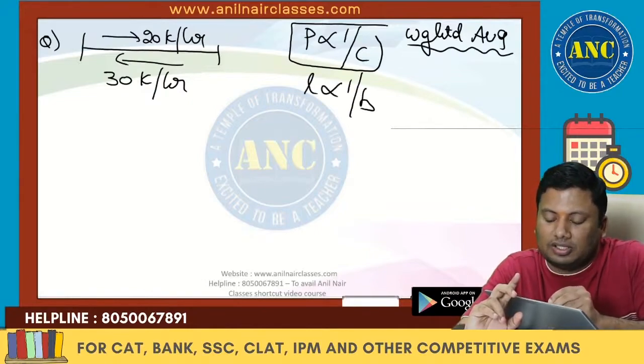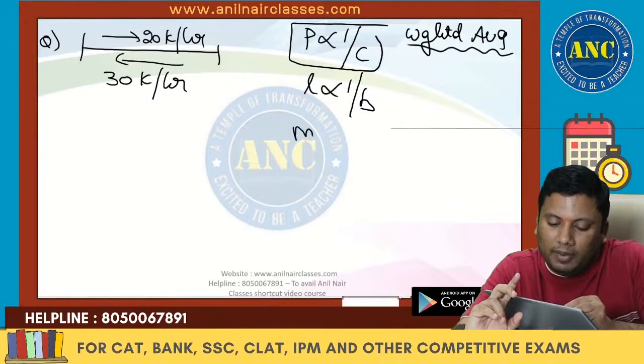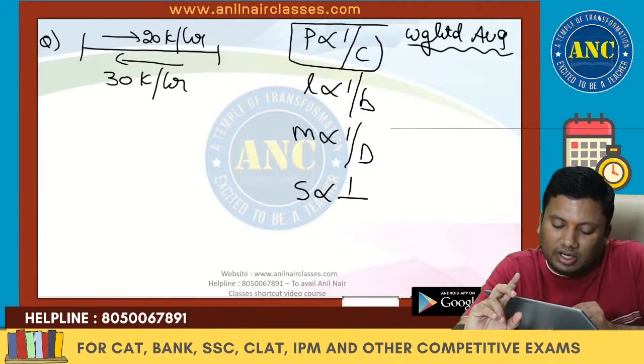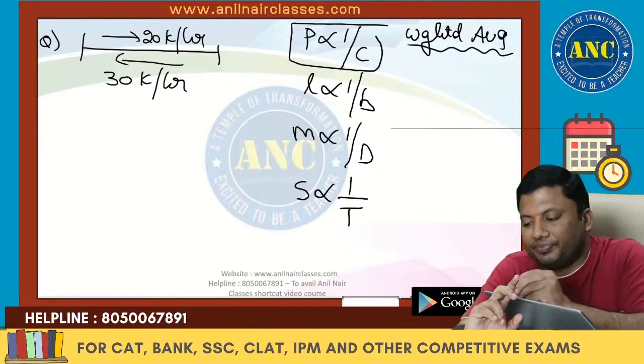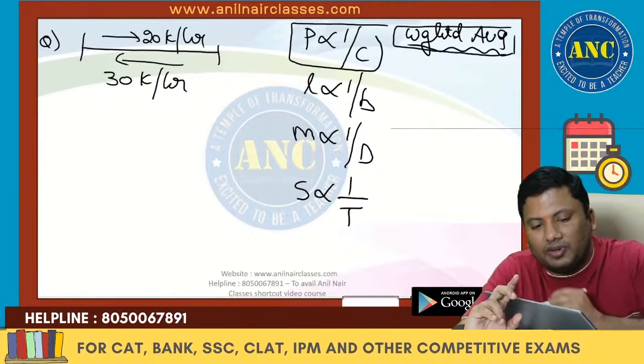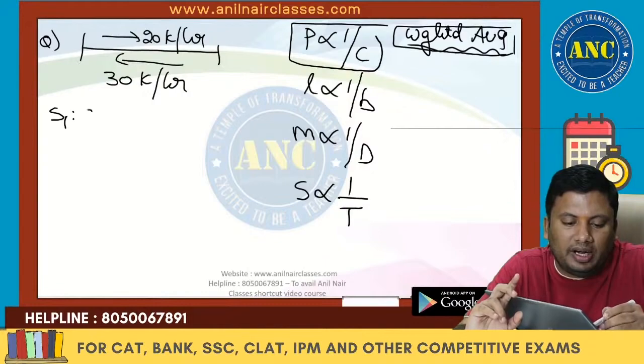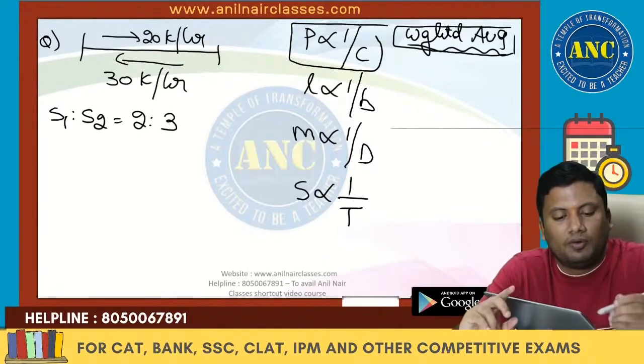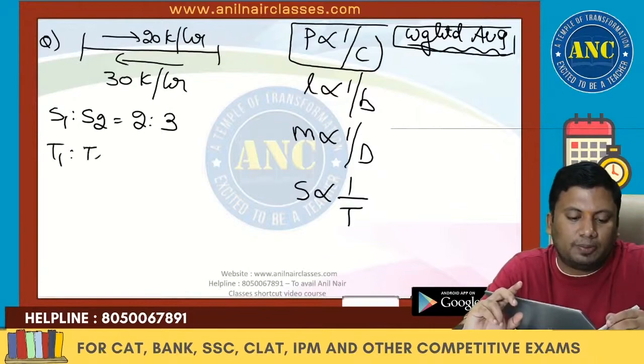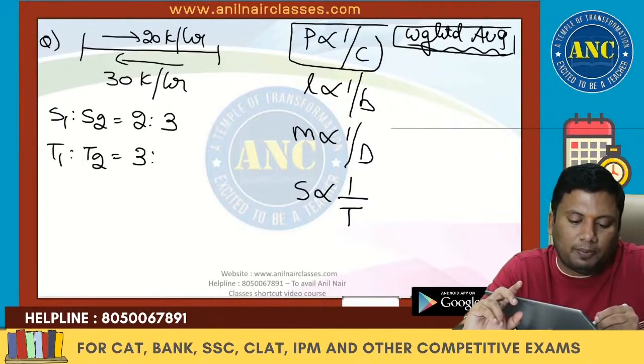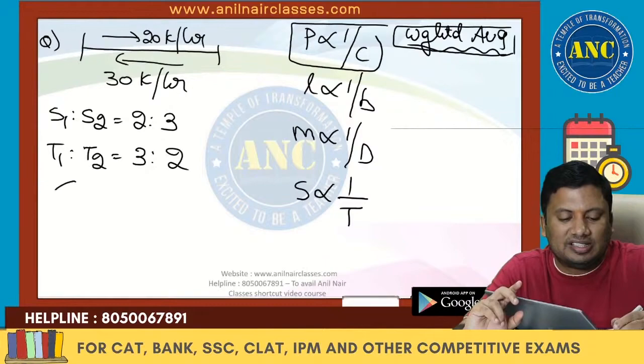Length is inversely proportional to breadth. Men is inversely proportional to days. Speed is inversely proportional to time. All these I can use weighted average. What is the speed ratio? Speed ratio is nothing but 2:3. What will be the time period ratio? Speed and time are inversely proportional to each other, which is 3:2.